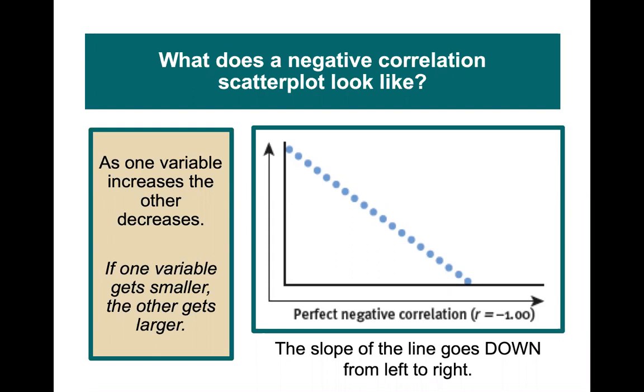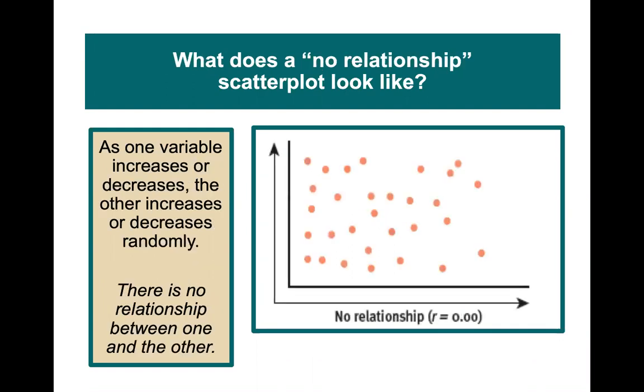Now, what would a scatter plot look like if there was no relationship between two variables? Something like this. As one variable increases or decreases, the other one increases or decreases randomly. There's no real relationship between the variables on the scatter plot. As one goes up, sometimes the other might go up, or sometimes it will go down, or vice versa.